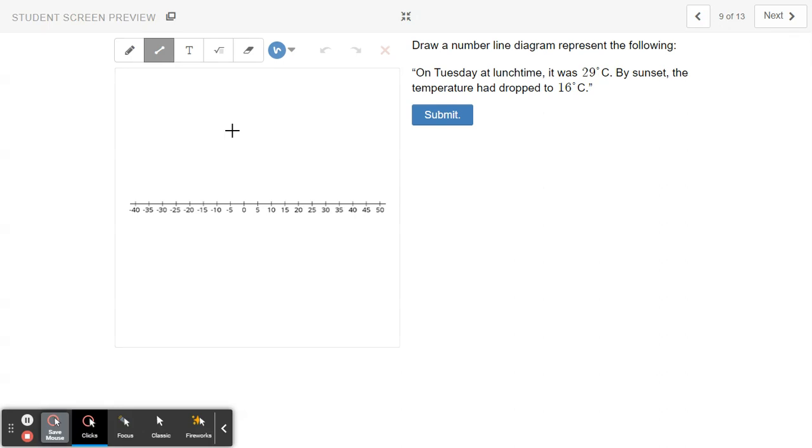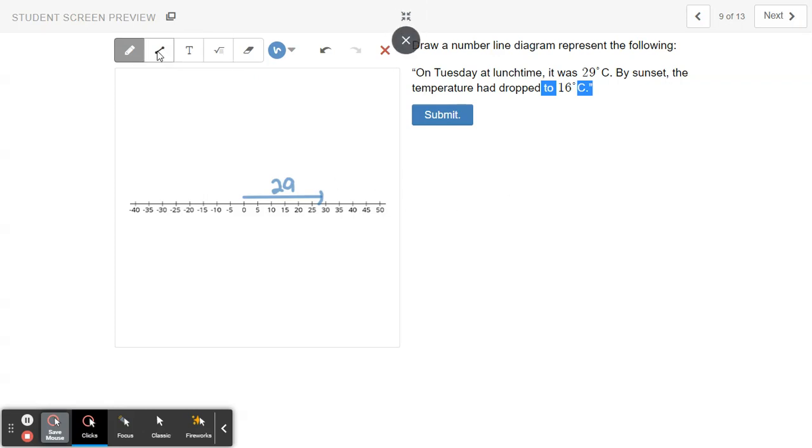Okay, again, they want you to draw a number line to show the story, right? So on Tuesday at lunchtime, it was 29 degrees. Draw a line to show that our starting temperature was 29 degrees. We start at 0. This is going up by 5, so I know 29 is going to be just before that 30. This is also why I like to put on here the actual numbers because it helps me out. By sunset, the temperature dropped, okay, I'm noticing something. It dropped to 16 degrees.